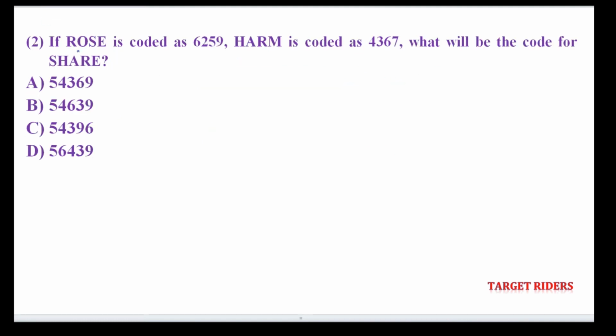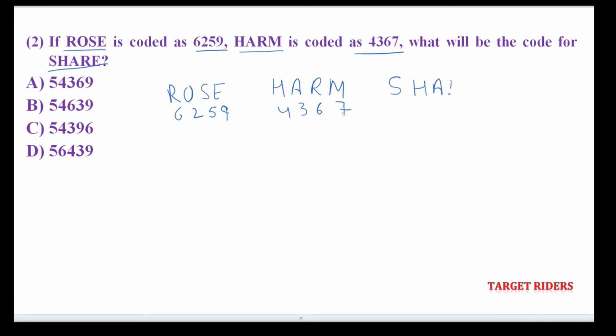The second question is, if ROSE is coded as 6259, HARM is coded as 4367, what will be the code for SHARE? So let's solve this question. Firstly, write the code of ROSE, 6259, and the code for HARM is 4367. So we find the code of SHARE.